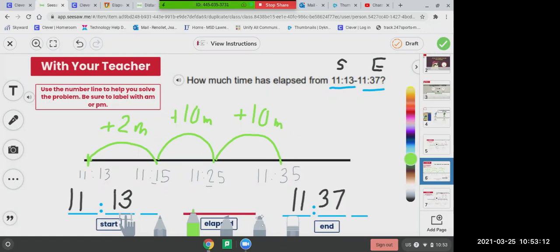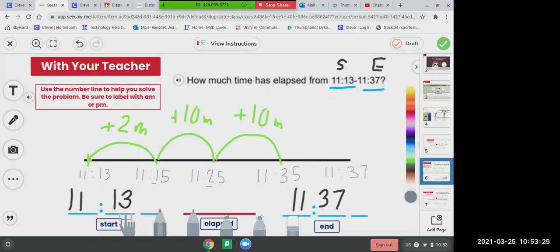Whatever I'm writing on Seesaw, you are writing on Seesaw. Stick with me. My end time is 11:37. So let's record that as the end time.